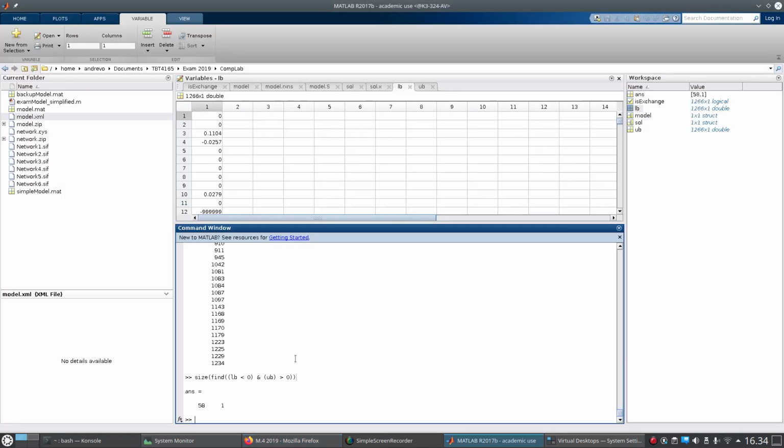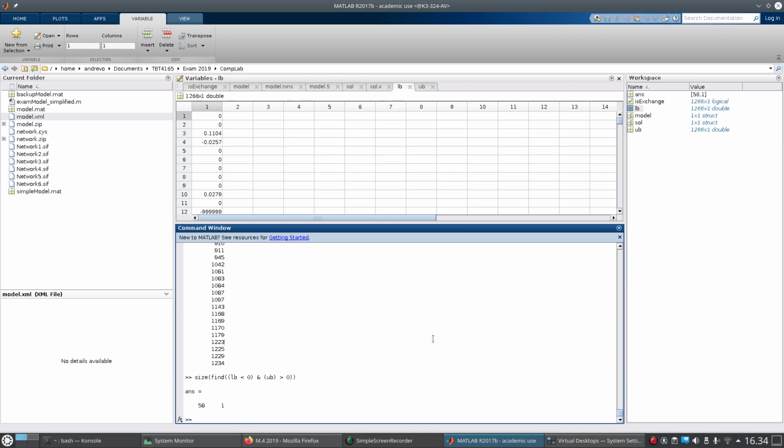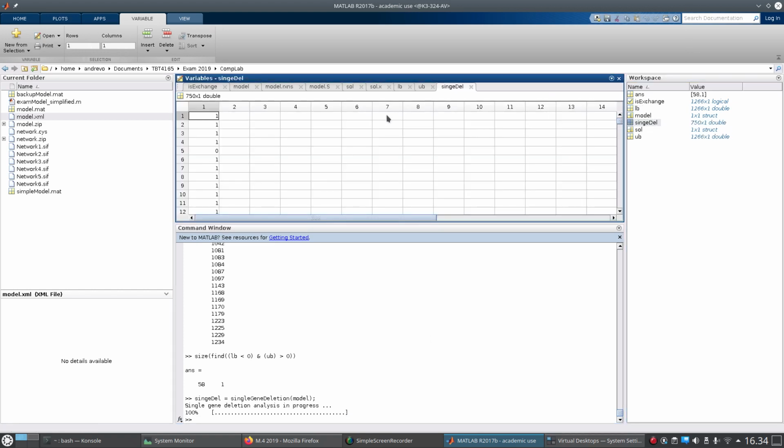So the first thing we want to do is perform a single gene knockout analysis. Genes are indeed what we're looking for, and we find the growth rates for each of these mutants. So if we just do, let's call it single del equals single gene deletion of model. It's going to take a few seconds. Okay, and if we look at single del, it gives us a 750, that's the number of genes we have, length vector of values between 0 and 1.